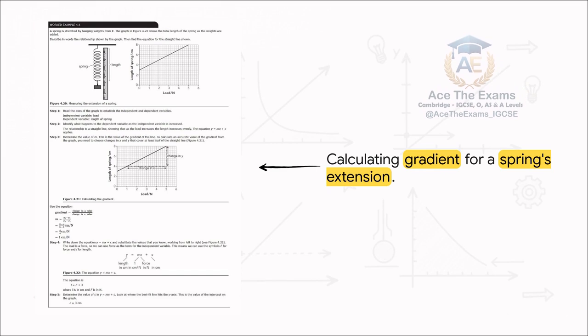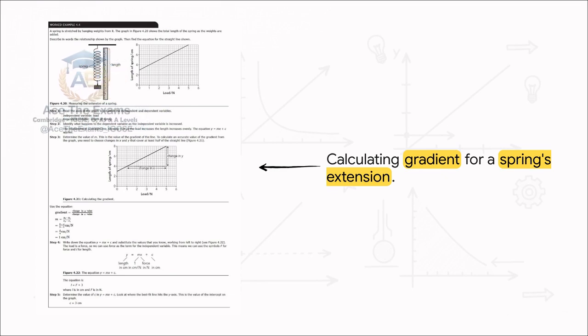But notice something super important here. The line doesn't start at 0. It actually starts at 3 centimeters on the y-axis. That intercept right there, that's our c value from the equation. It represents the original unstretched length of the spring. So our abstract math class y equals mx plus c suddenly transforms into a real-world physical equation. Length equals force plus 3.